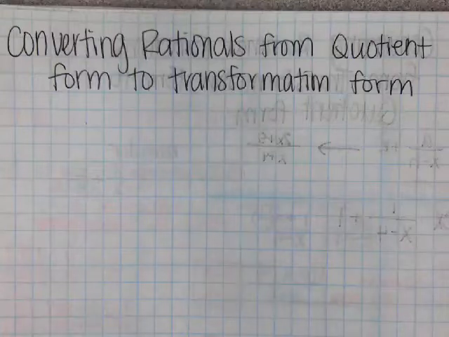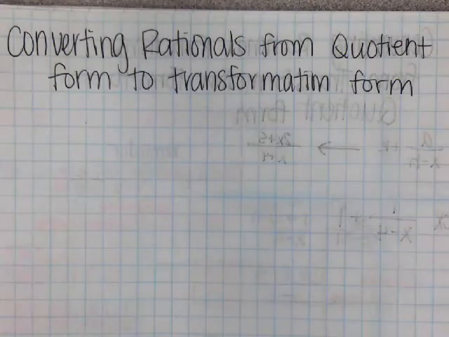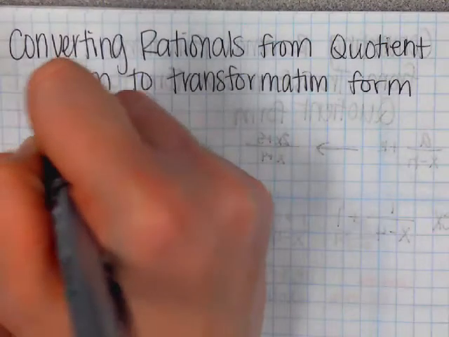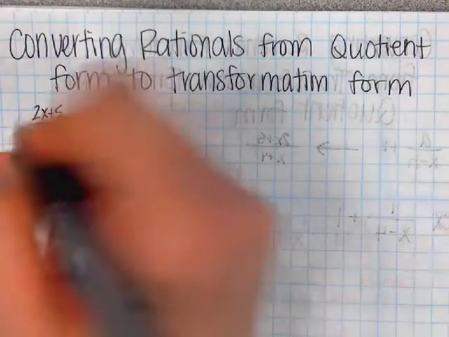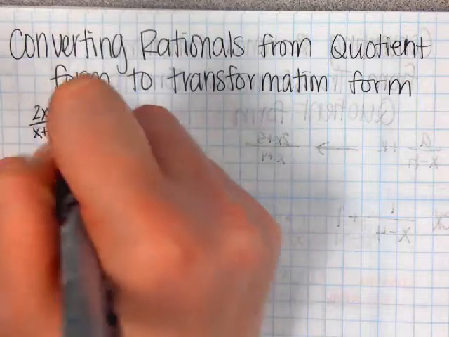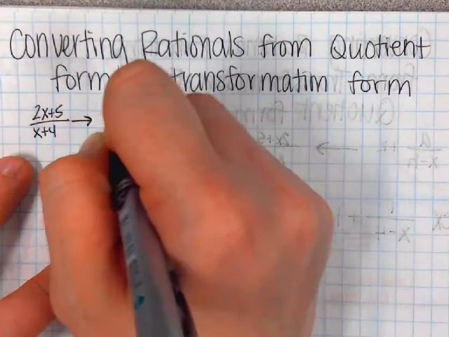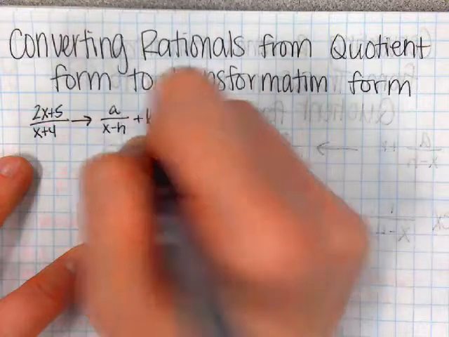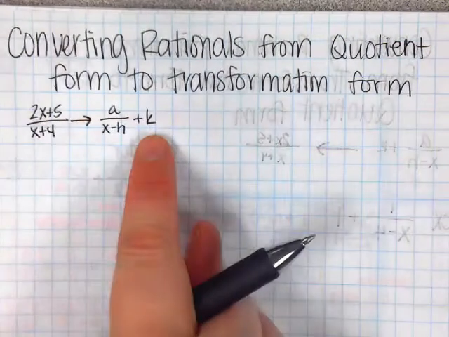Okay, so now converting rationals from quotient form to transformation. Remember, that's where you have 2x plus 5, this is just an example, over x plus 4, and you're going to change it into a over x minus h plus k. So now we're going the other direction.